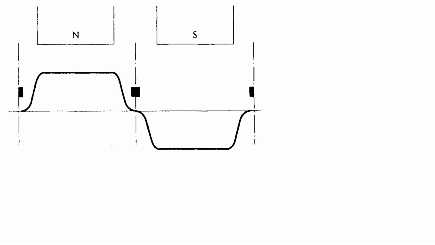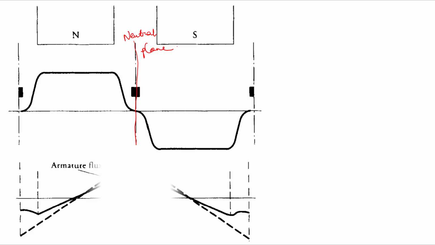This is the waveform of the flux, right? This is from the north pole, this is from the south pole. And the neutral plane is here. Okay, this is your neutral plane. Now, this is your armature flux, due to the armature conductors.